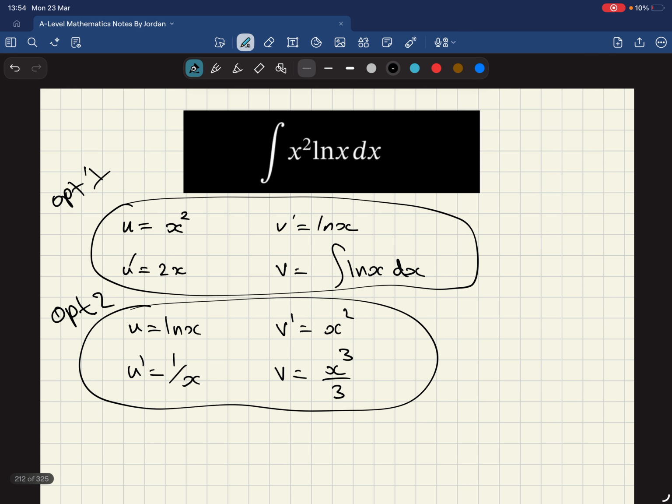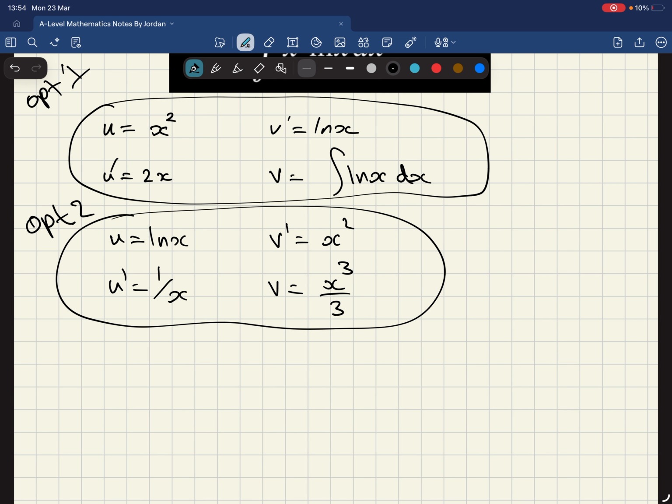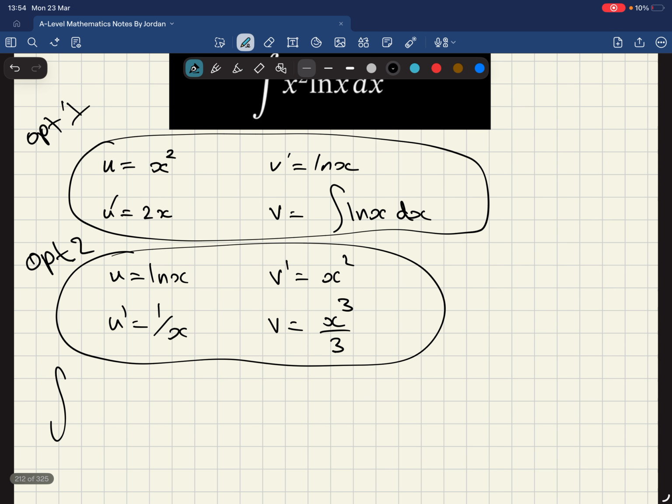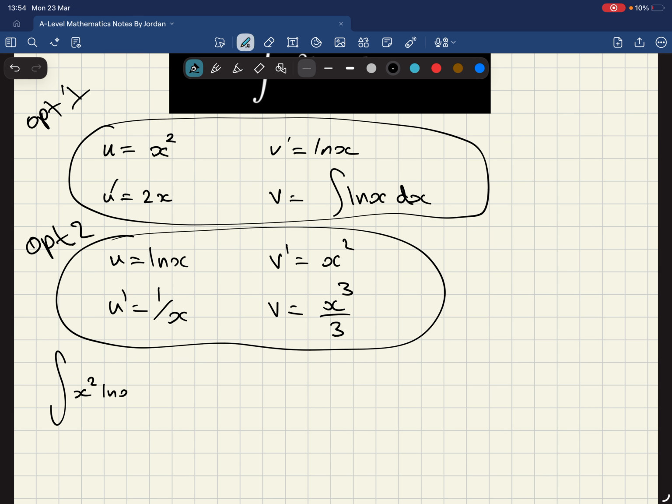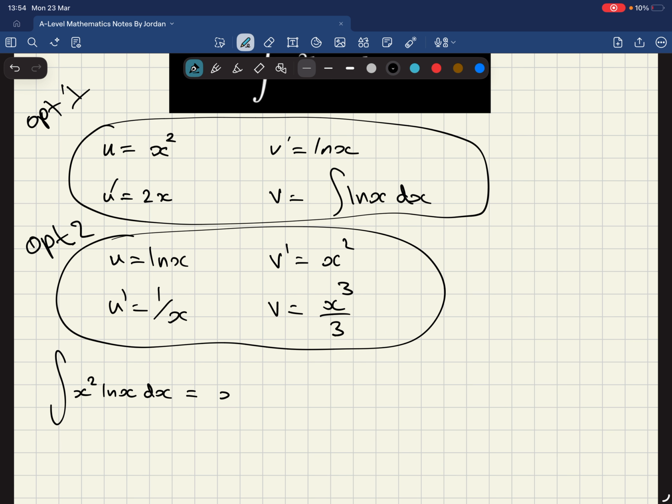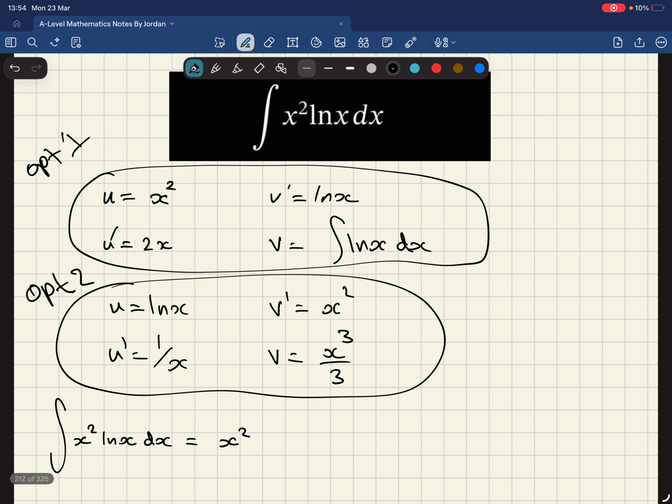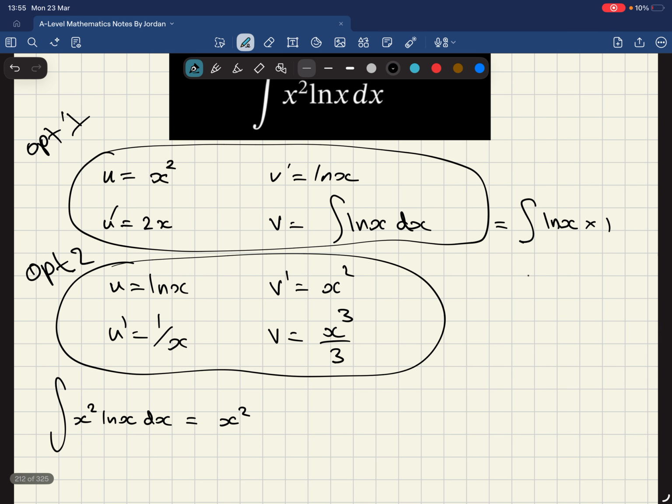Right, so if I do option 1 first, that would be, let me write the original integral, x squared ln x dx. So the first thing we need to remember is uv, so that would be x squared times by the integral of ln x. Now the trick for working that out is to write that as being ln x times by 1, like that. And then we would let u equal the ln x, meaning u dash is 1 over x, and v dash is 1, v being x.